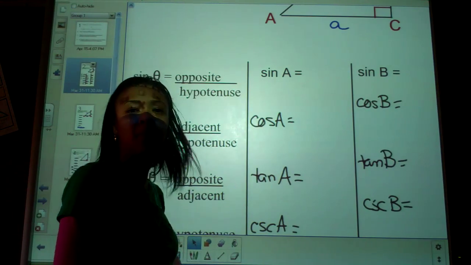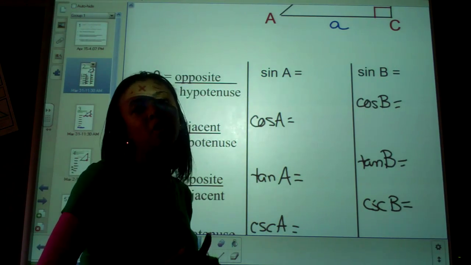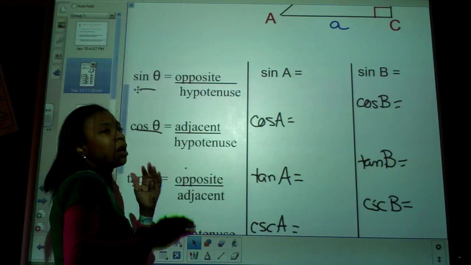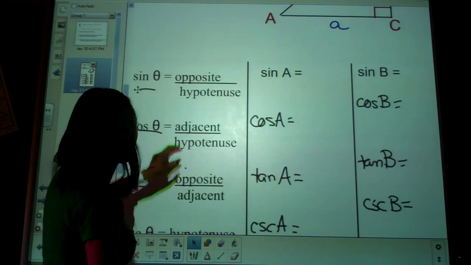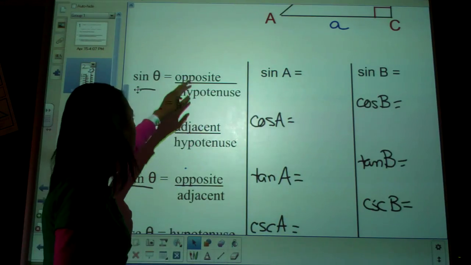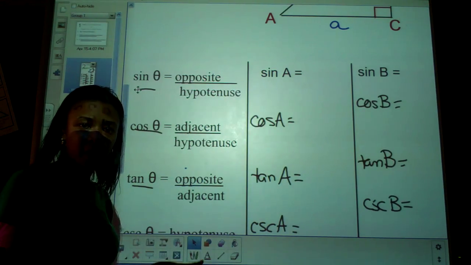So if you commit these to memory, you'll be good. Ask a senior. They'll tell you that. Again, trig identities means you're going to be comparing two legs. If I call off sine, which two legs do I compare? Opposite and hypotenuse. That's it.